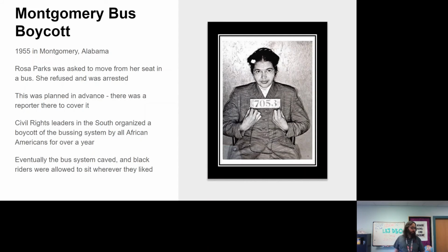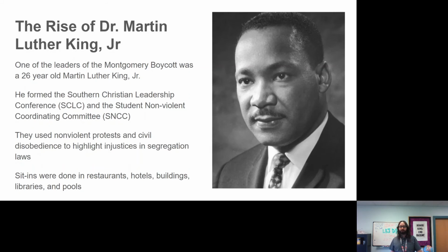So when the bus companies relented and said, okay, black people can sit wherever they want, then black people started riding the bus again. We get the rise of Dr. Martin Luther King Jr. One of the leaders of the Montgomery boycott was a 26-year-old Martin Luther King Jr.